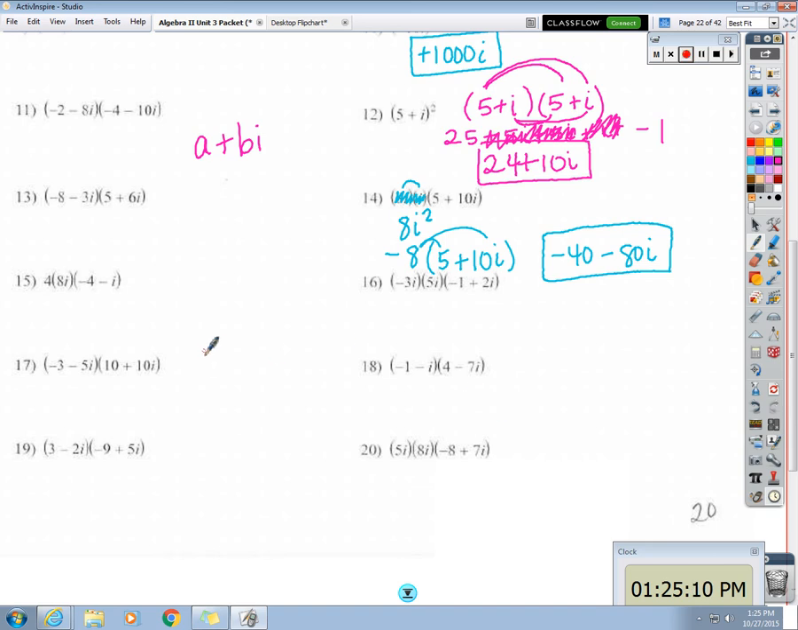Okay, remember, these pages 16 through the end of this packet will be used for next Friday's quiz. Number 16 will be negative 15i squared, which will turn into a positive 15. And then you would just distribute the positive 15 to the rest of it, and that would give you negative 15 plus 30i. Okay, any other questions? 20?